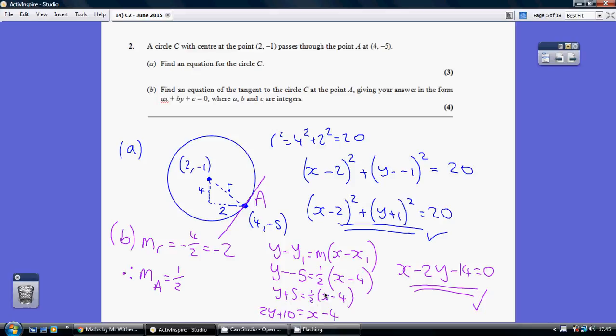Now you could do the fraction here, but I think it's almost easiest just to multiply through by 2 at this point. So left hand side we get 2y plus 10, and then multiplying by 2 undoes the half, so it just leaves us with x minus 4. Now I've chosen to take it all over to the right hand side, so I've taken away a 2y and taken away a 10 from both sides. So I've got 0 equals x minus 2y minus 14, or in other words, x minus 2y minus 14 equals 0.